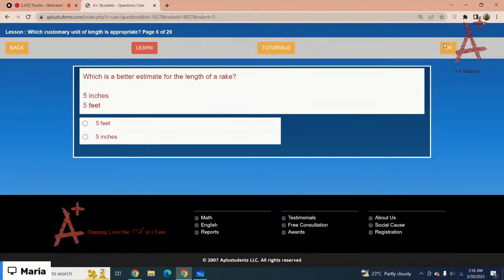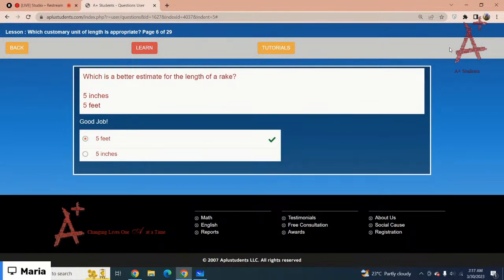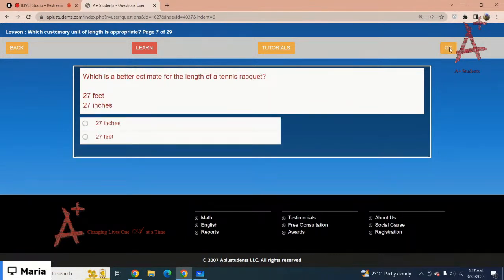Okay, which is a better estimate for the length of a rack? 5 inches or 5 feet? I don't know which rack this is. Probably it would be 5 feet. Got it? Not inches. Inches is a very small unit. So it would be 5 feet. Yes, it is 5 feet.